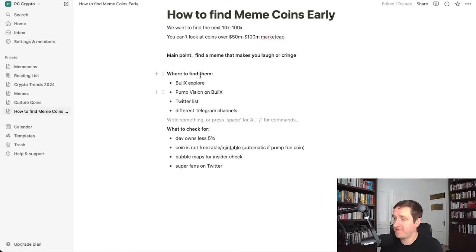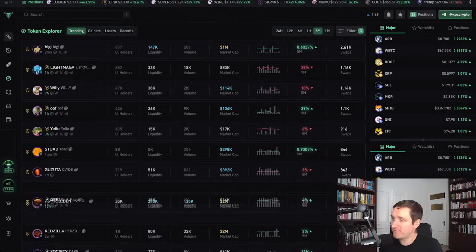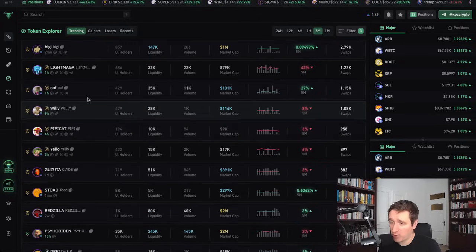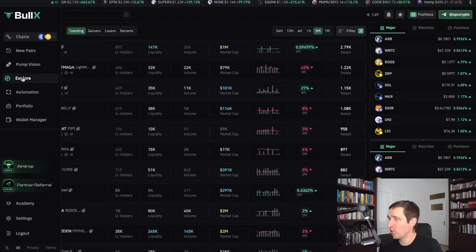So we're going to start with the first thing on the list, which is the Bullex platform, and we're going to go with Token Explore. Once you log in to Bullex, you log in with your Telegram.